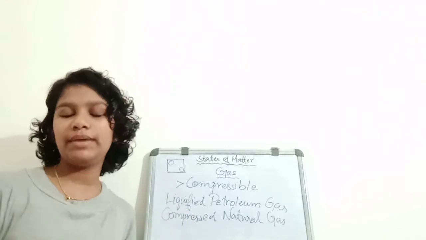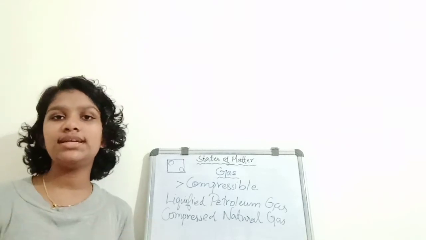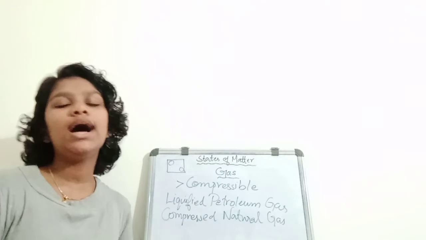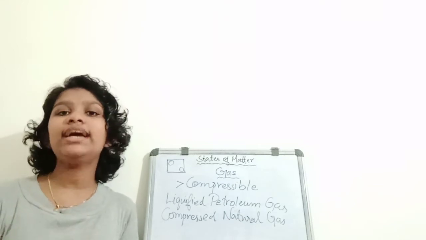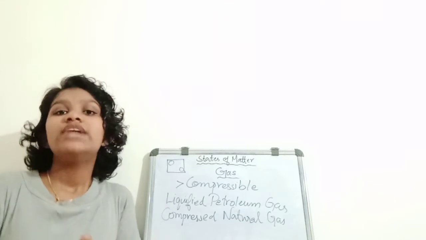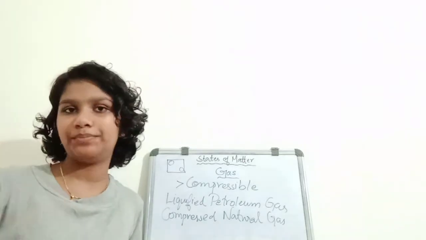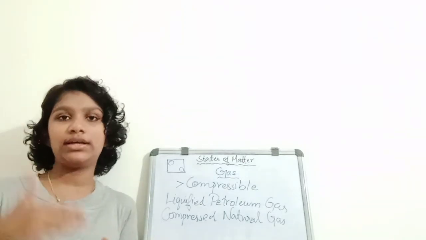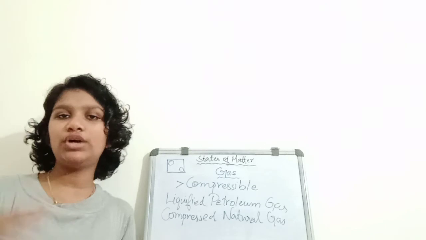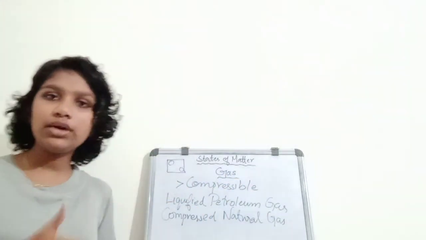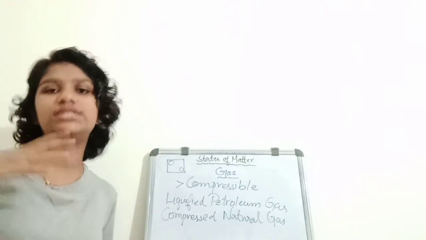So petroleum gas is liquefied, natural gas is compressed. We can do whatever, gas can be compressed or liquefied. How does this happen? Because of the diffusion. The rate of diffusion is more in gases than liquids and solids. So we can easily diffuse, liquefy petroleum gas in any liquid, because of the rate of diffusion, it gets diffused.